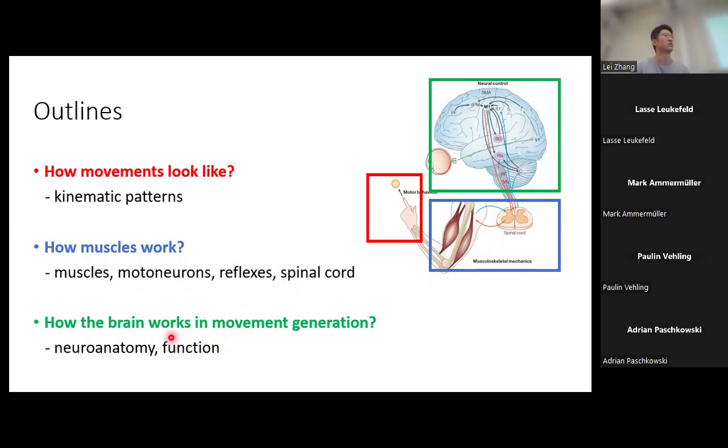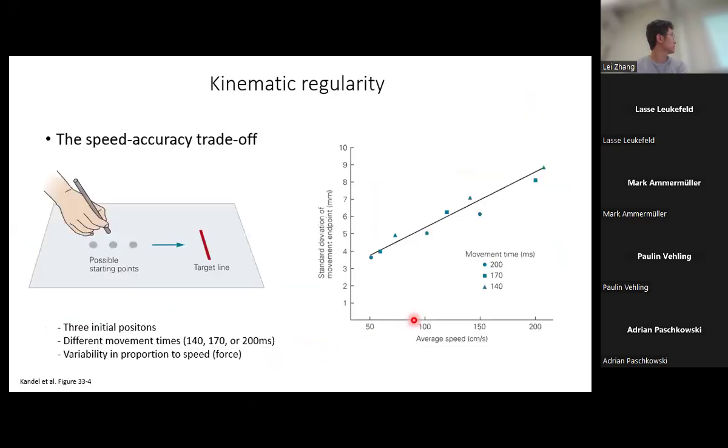So we want to understand the brain. Of course, we are still not so clear about the brain function, but in this lecture, we will learn something about the basic anatomy of the brain, and hopefully I can provide some information on the function of these brain areas. And okay, so let's start from the movement.